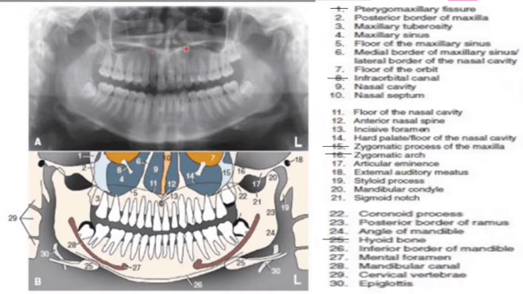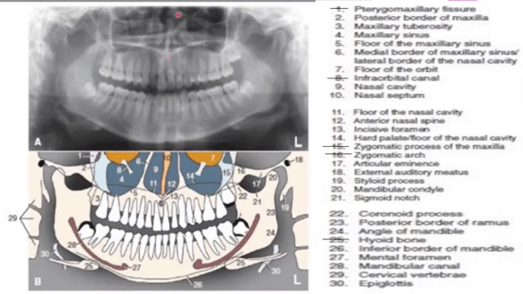Next, anterior nasal spine. So this V-shaped radiopacity is anterior nasal spine. Again in the picture, this is the anterior nasal spine. Next is incisive foramen. So incisive foramen is seen in between the maxillary incisors. It is marked as 13 here in the picture, and again in the panoramic radiograph here would be the incisive foramen.